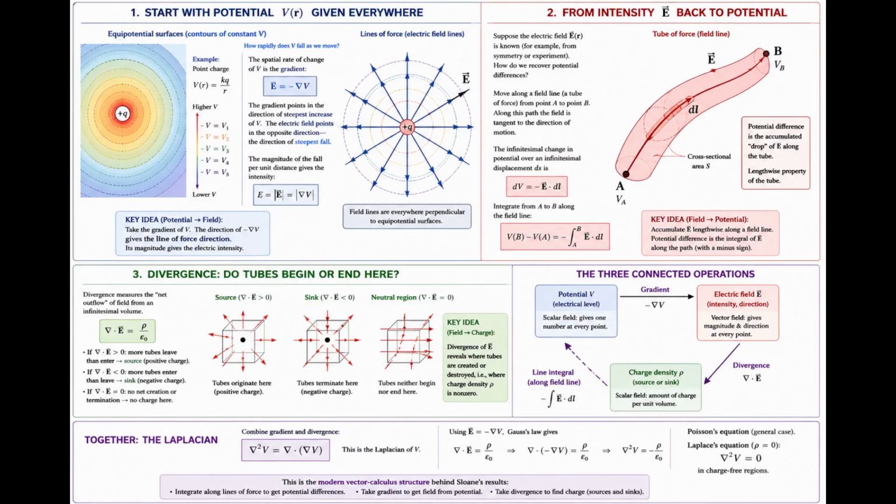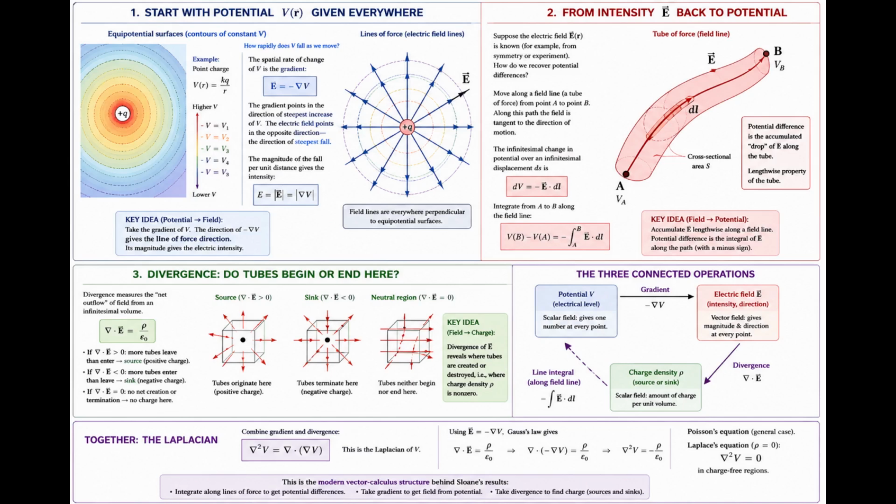The image begins at the upper left with potential. Imagine a positive electric charge surrounded by a series of concentric surfaces. Each surface represents a particular value of electric potential, an electrical level. Potential itself is a scalar. At every point in space, we simply assign a number. The concentric circles in the picture are therefore like contour lines on a geographical map. Each one says the potential has this value here.